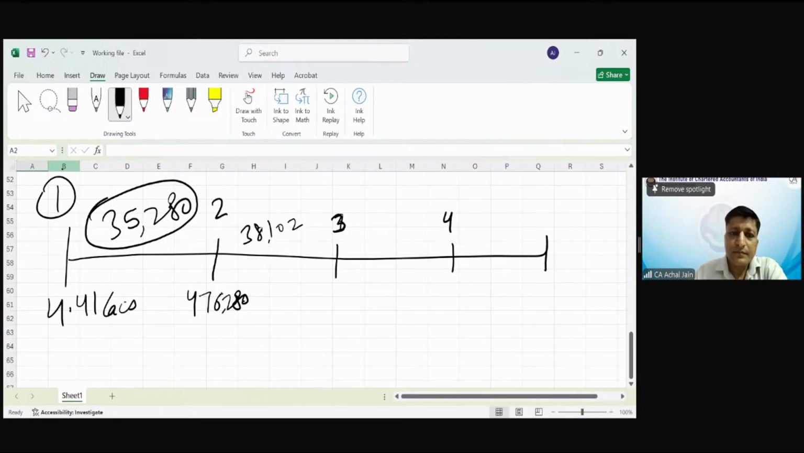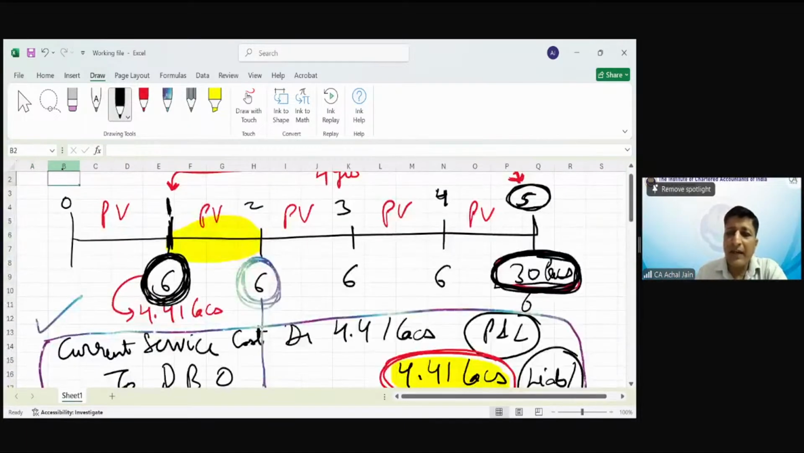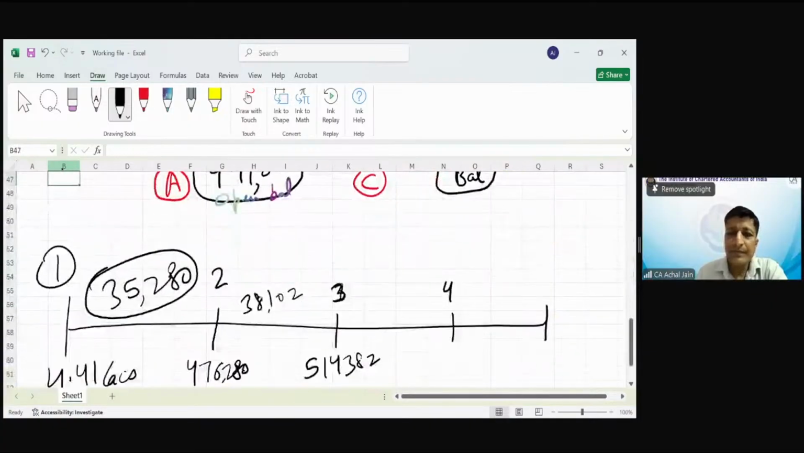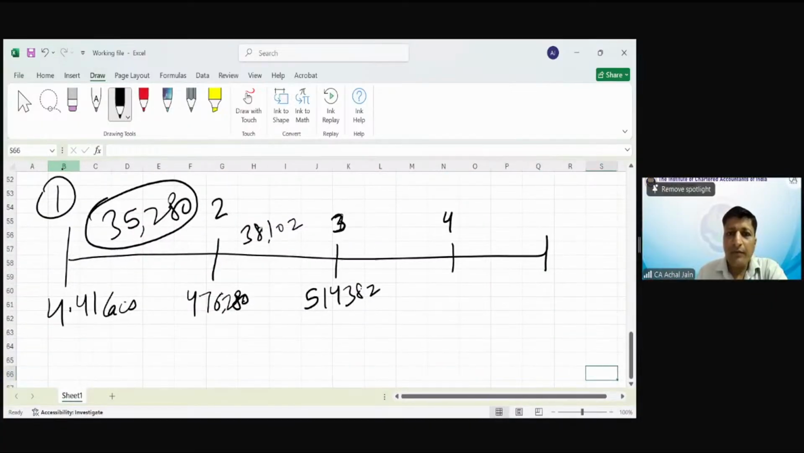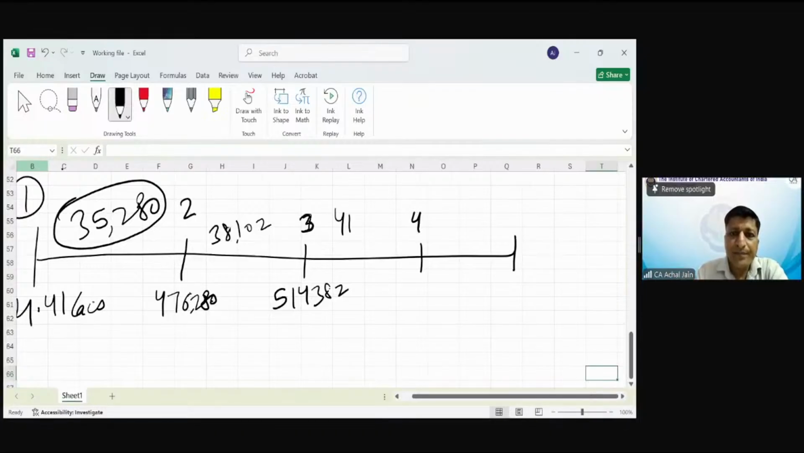Sir, 5,14,382. Okay, now again compute the interest in the same manner. Sir, 41,150. Okay, 41,150. Now again tell me the closing balance. 5,55,533. Again compute the interest.